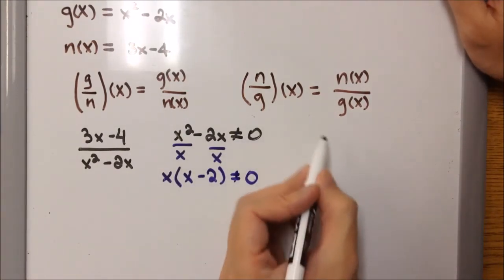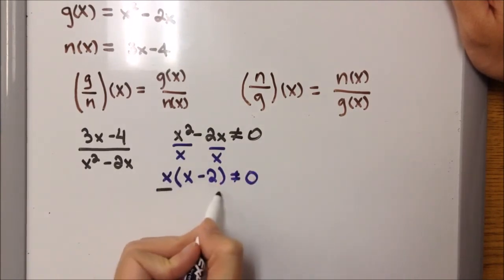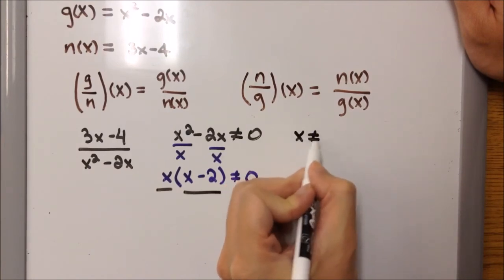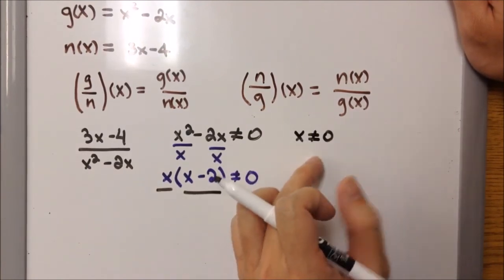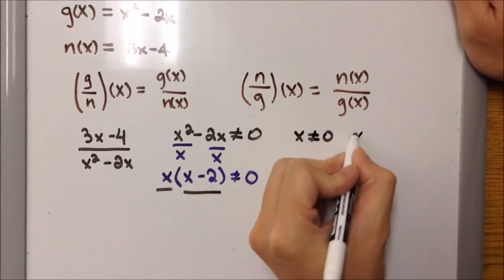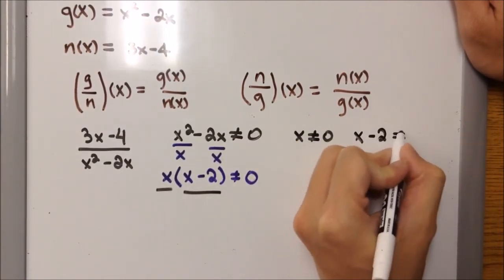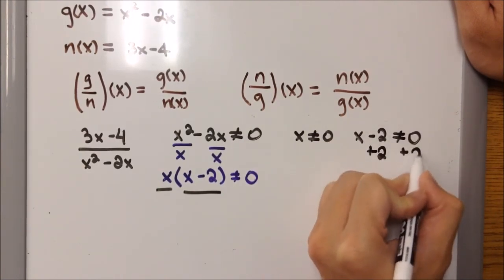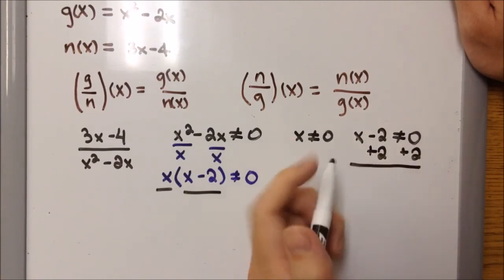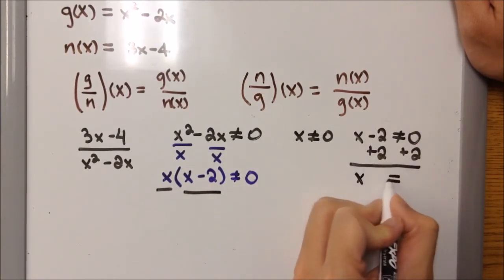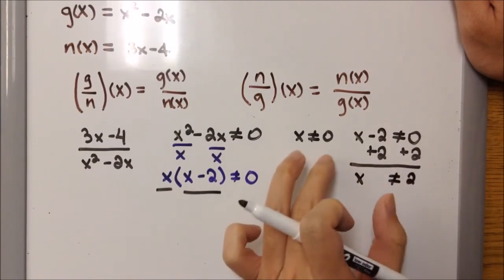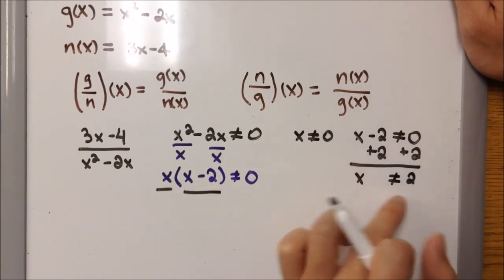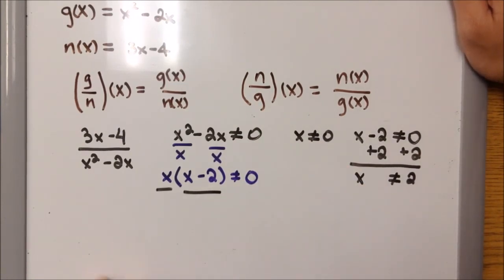I'm going to write it right here. We have two terms, x and x minus 2. So we set the first one not equal to 0. Nothing you can do here, no adding, no subtracting. Now x minus 2, set that not equal to 0. And then we're going to add 2. Alright, so now we have x not equal to 2. So we have our two conditions for our denominator, x not equal to 0 and x not equal to 2. So that's pretty much it.